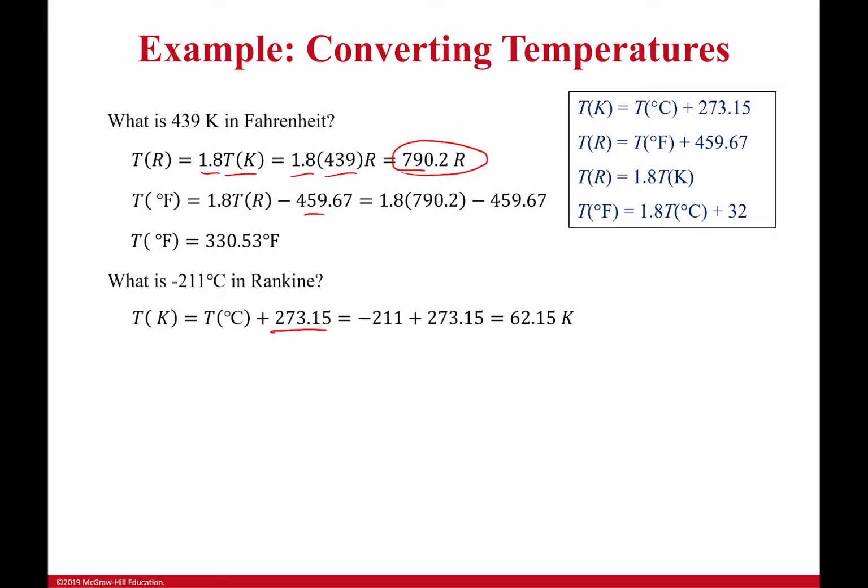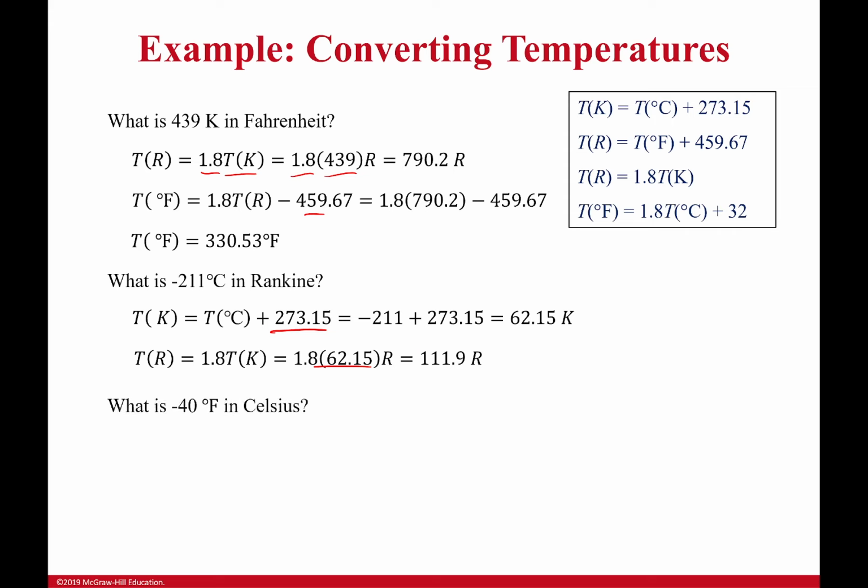So know that your number in Kelvin is always going to be a bigger number than your number in Celsius, because at absolute zero Kelvin, you're at negative 273 Celsius. So I do that and I go from negative 211 to 62.15 Kelvin. And I can use that same conversion I used earlier, just in reverse, to get to Rankine. So my temperature in Rankine is going to be 1.8 times my temperature in Kelvin. And so I plug that in and I get 111.9 Rankine. I have my answer. Nice. So that negative 211 degrees Celsius is very, very cold.